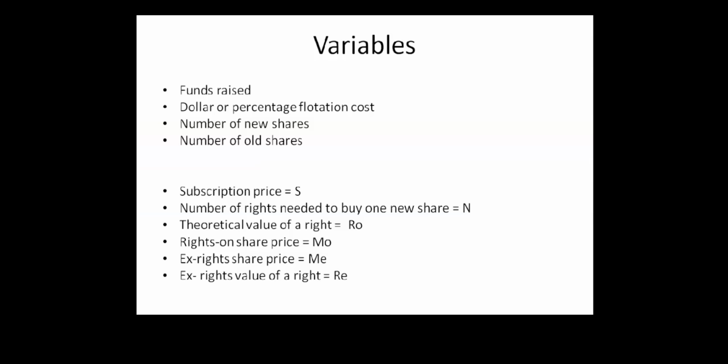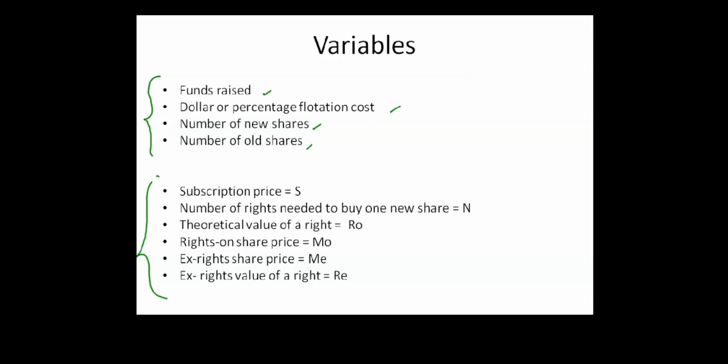The variables involved in valuing a right can be roughly divided into two groups: the dollar and shares group and the rights valuation, or as I sometimes call it, the alphabet group. The dollars and shares group includes the dollar amount of funds raised from the rights offer, the dollar percentage flotation cost, the number of new shares, and the number of old shares. Flotation cost is the fees that the company must pay to achieve the rights offer, such as paying an investment dealer to take care of the issue.